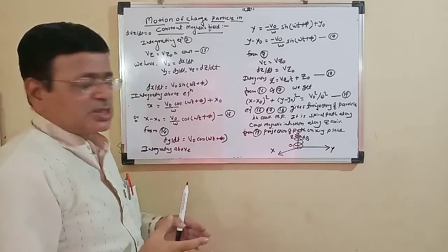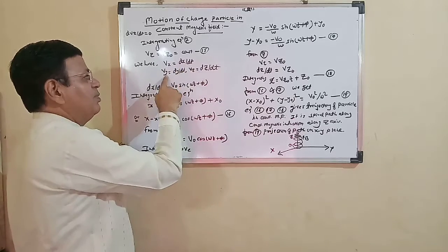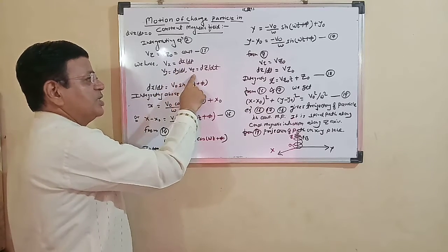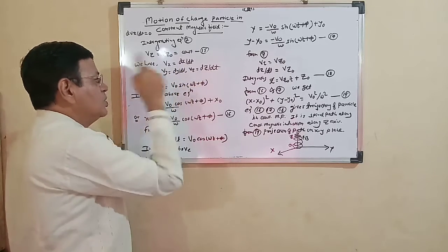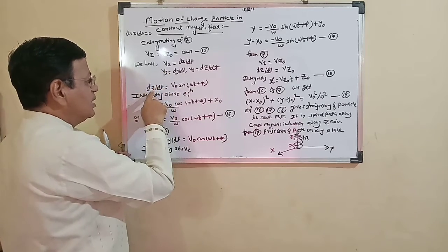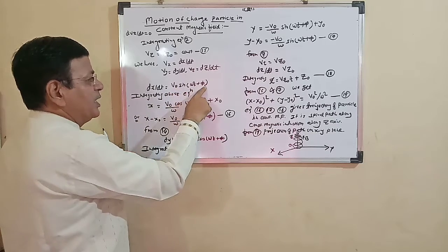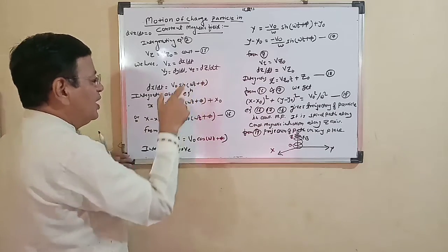We know very well that the velocity along the x-axis, in terms of displacement along the x-axis, considered as x, is Vx is equal to dx by dt. Similarly, Vy is equal to dy by dt, and Vz is equal to dz by dt. So Vx is nothing but dx by dt, and that value is equal to V0 sin(omega t plus phi). It is already known to us.